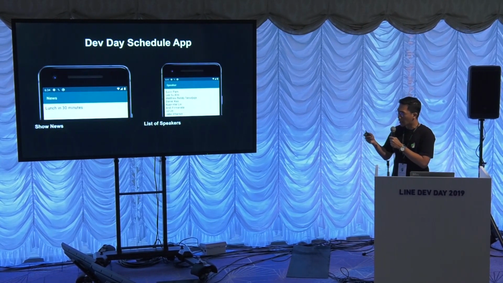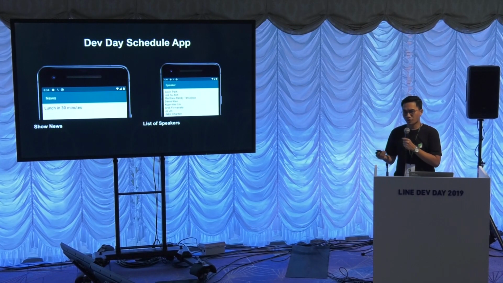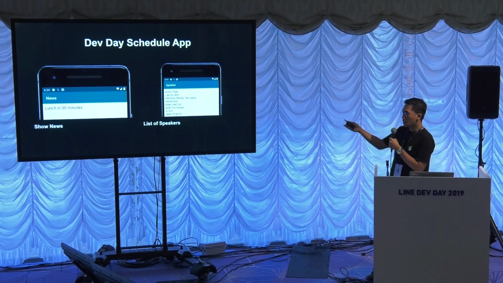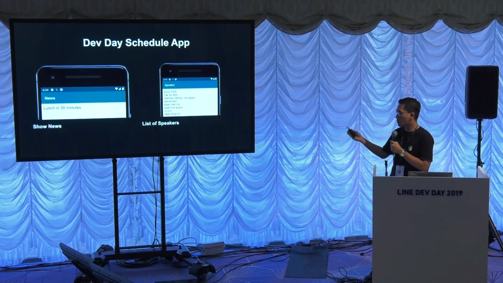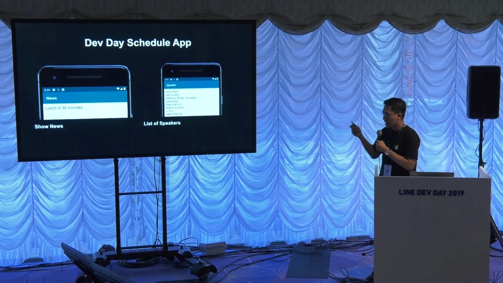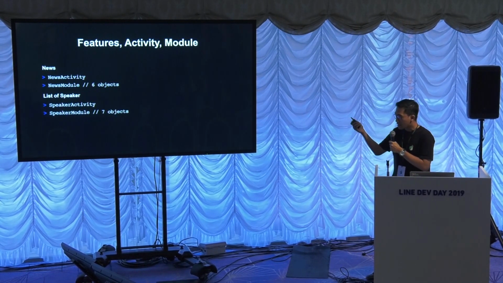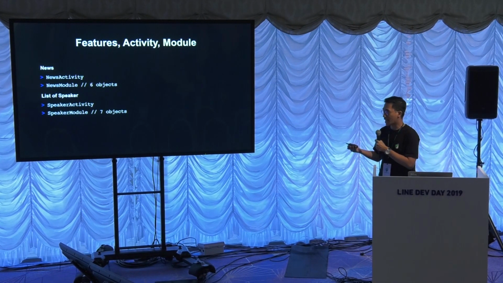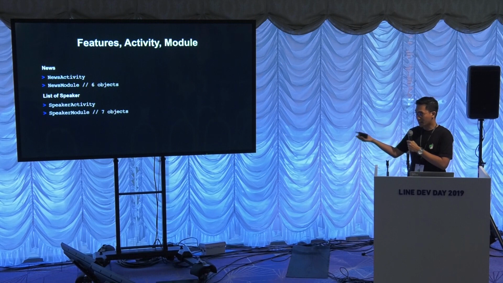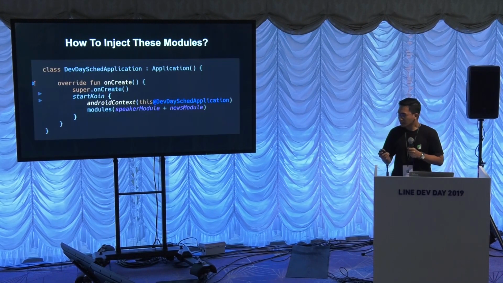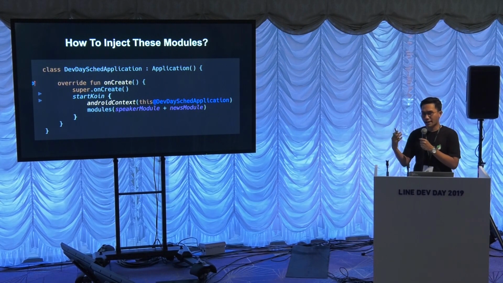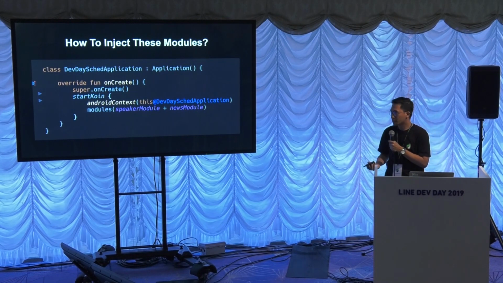And let's use the DevDay schedule app to further demonstrate my point. This simple app only has two simple features, which are showing news and showing a list of speakers. That's it. And to create this app, we will have two activities, speaker activity and news activity. Each activity has its own modules, and inside those modules, there are objects. So how do we inject those objects in our Line DevDay schedule app?